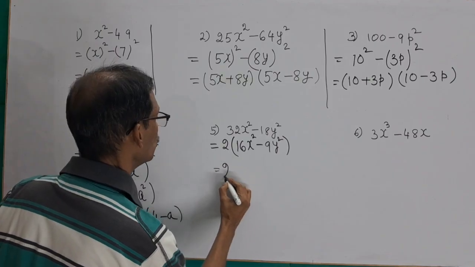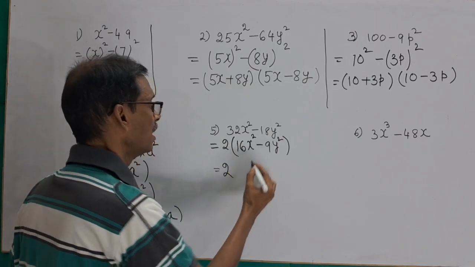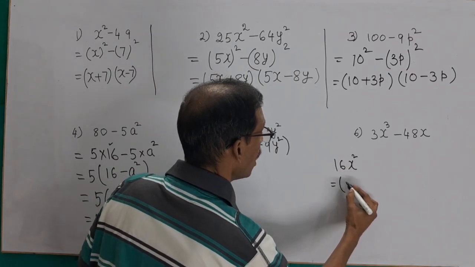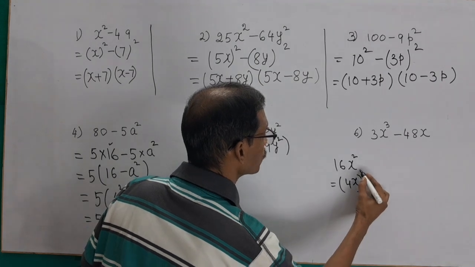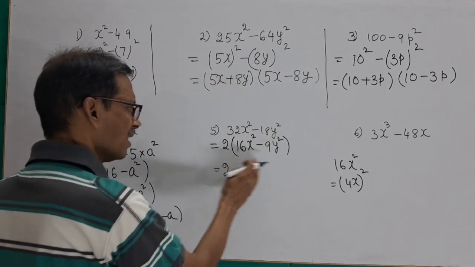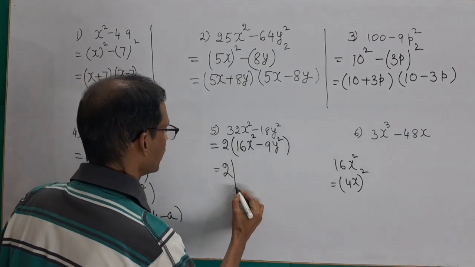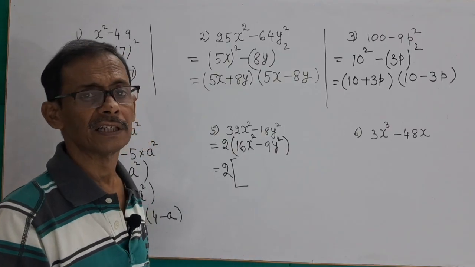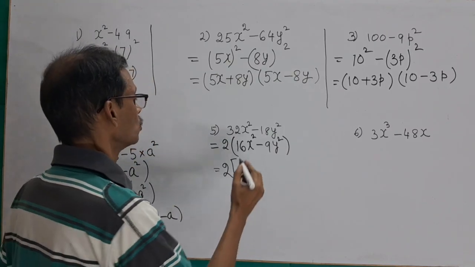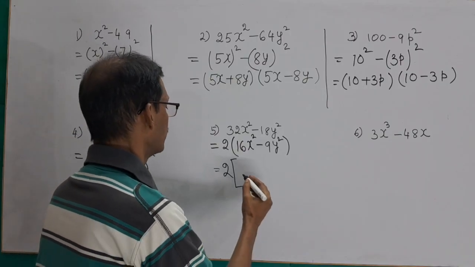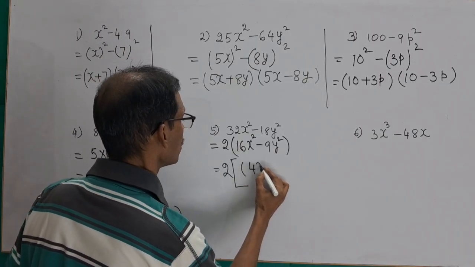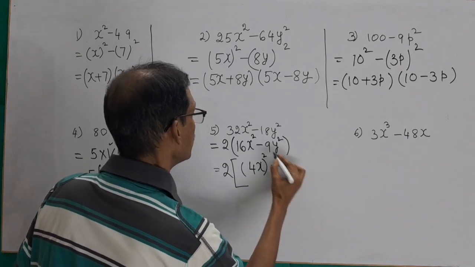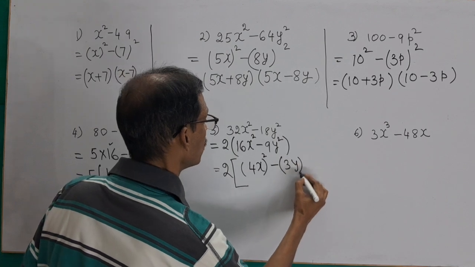Now 2, and then you have to write 16x square as 4x whole square in this form. Here I recommend you put another bracket. If you understand how to use the different brackets, it is always helpful. So 16x square I will write as 4x whole square minus 9y square, 3y whole square.